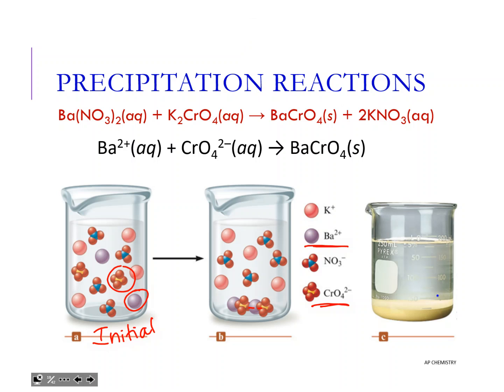The potassium and the nitrate, they stay dissolved in the water. So they're still floating around. They aren't really participating in the reaction. And we're going to define this in a little bit, but they're called spectator ions because they watch the reaction, but they don't actually participate. But here showing you that the barium chromate is a light yellow precipitate falling to the bottom like so.